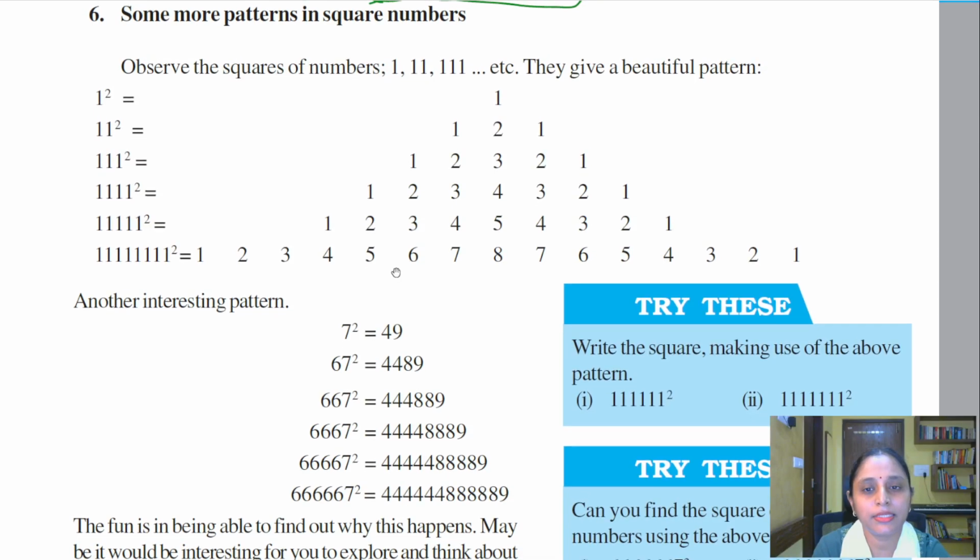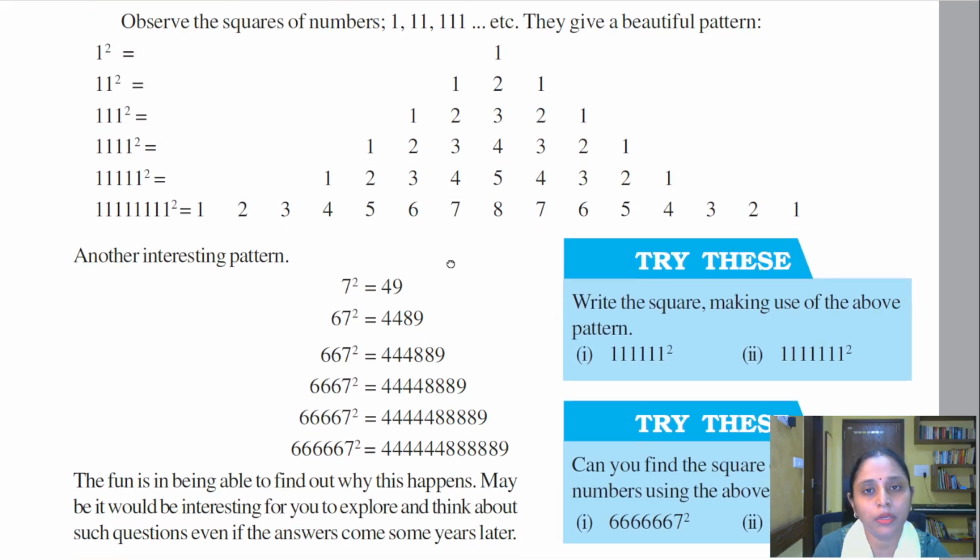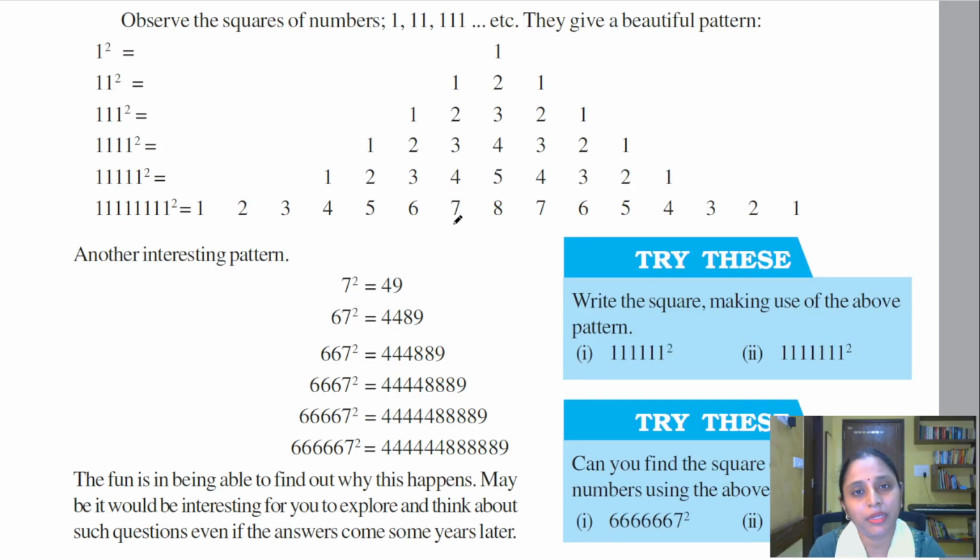In the sixth one, what they have done is they are looking at the perfect squares made out of ones. That is 1 square, 11 square, 111 square, 1111 square and so on. Okay, and you can clearly see that there is a pattern. Now, in order to prove this pattern, you can go into algebraic expressions, binomial expansion and everything. But for now, let us simply look at this pattern and answer the questions.